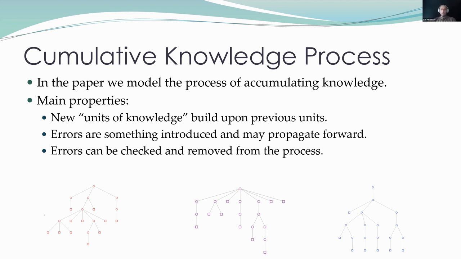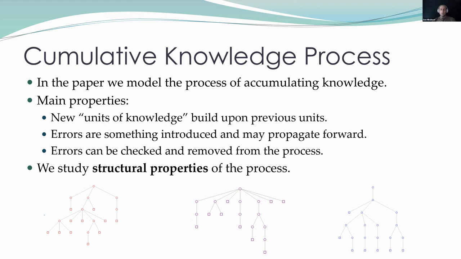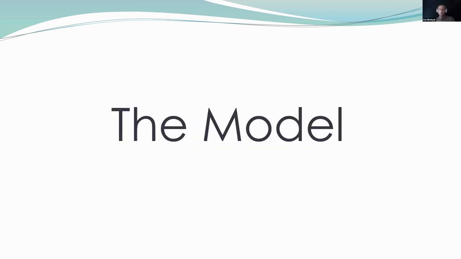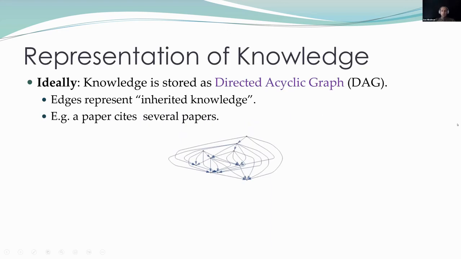And what we focus on is the structural properties of the model. For example, the question is, do errors propagate forever? Okay, so what I'll do now, I'll explain the model in detail. And after that, I'll hint about some of the results we obtained for this model. So let's start with an ideal situation. Okay, ideally, we would like to store knowledge as a directed acyclic graph.